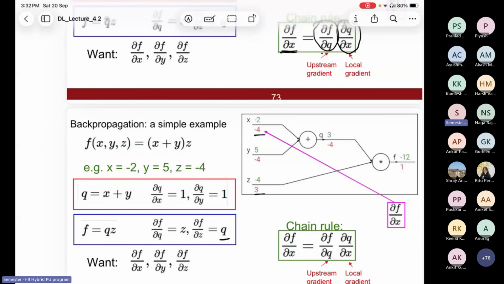Q is 3. So in this way, you have calculated del f by del x, del F by del Y, and del F by del Z. So this is the chain rule. So whenever you are following the chain rule, the things will be easy.